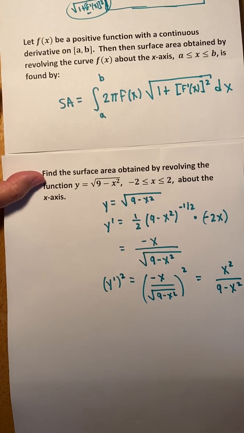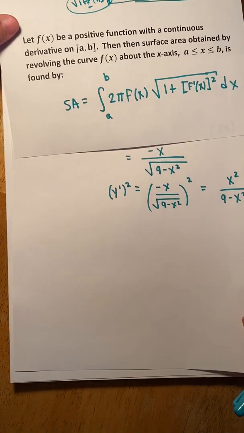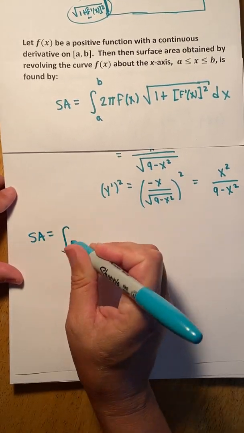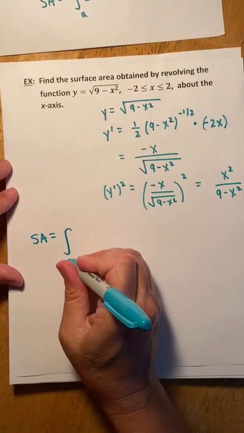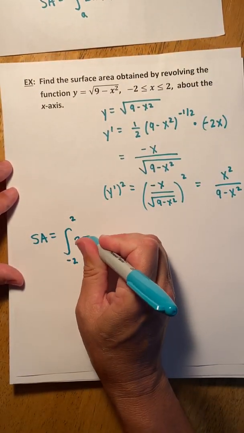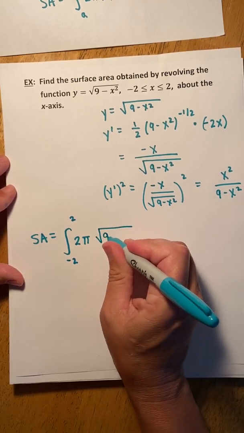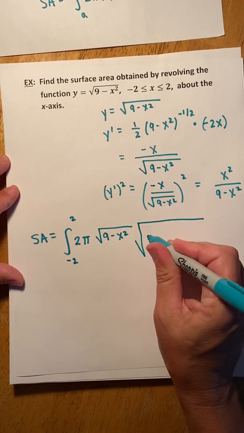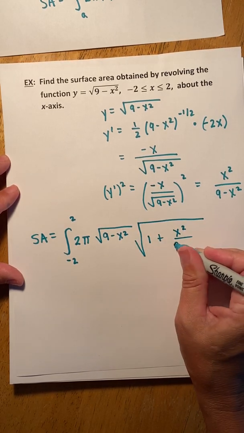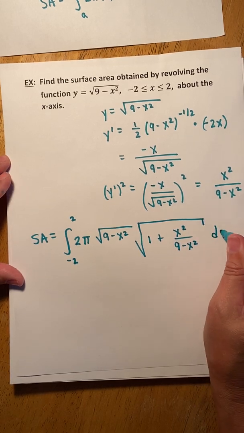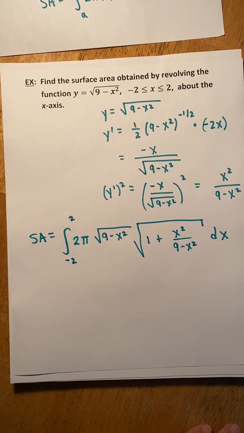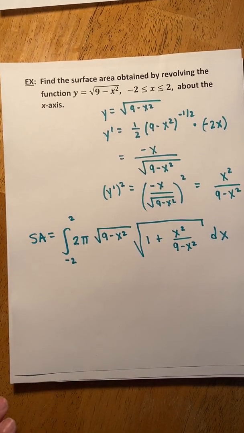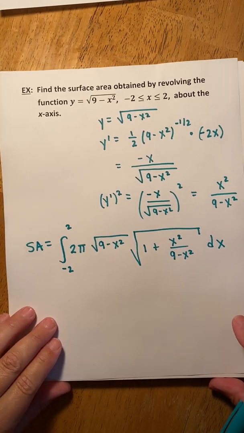All right, so now let's put it all together. The surface area is then going to become the integral from -2 to 2 of 2 pi, the actual function, square root of 9 minus x squared, all times the square root of 1 plus x squared over 9 minus x squared, dx. Now I chose this one because at first glance, this looks really terrible to integrate, but it's actually really kind of cool how we can work with this.